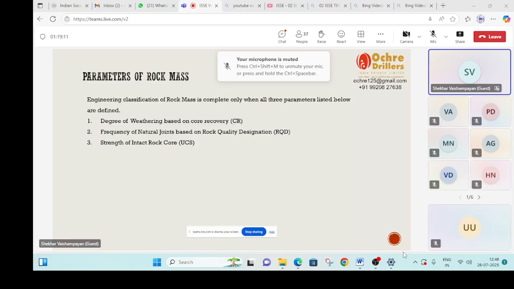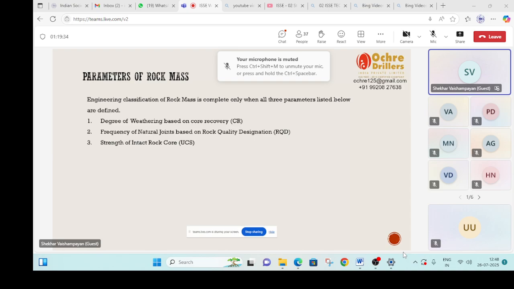Then the core recovery is less than 50%, but more than 10%. We will call it highly weathered. The core recovery is less than 10% or up to 10%. I will call it completely weathered rock, murum. And sometimes the core recovery is zero, but it has got a look of a rock mass, that is called residual soil. So these 6 grades are visible in the rock core recovery.